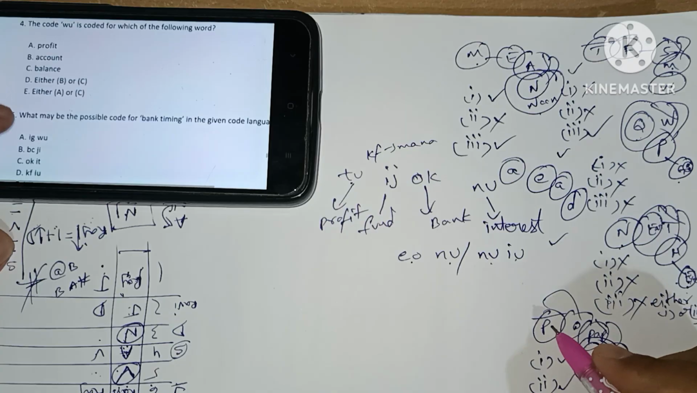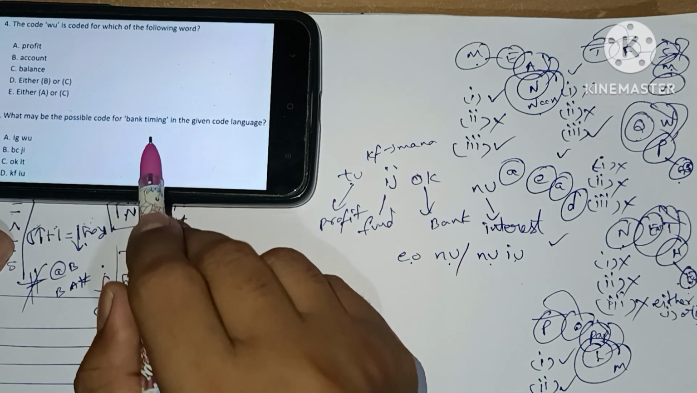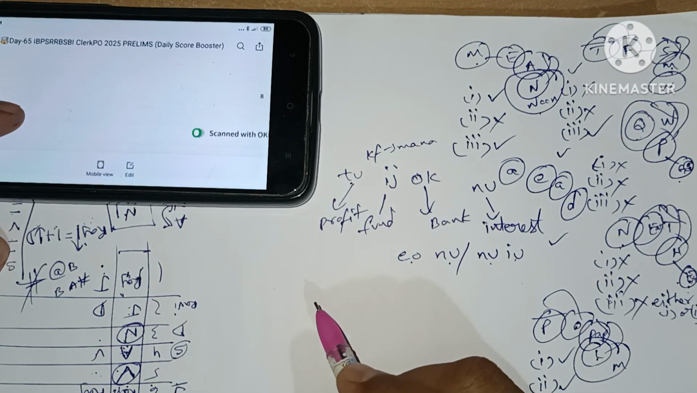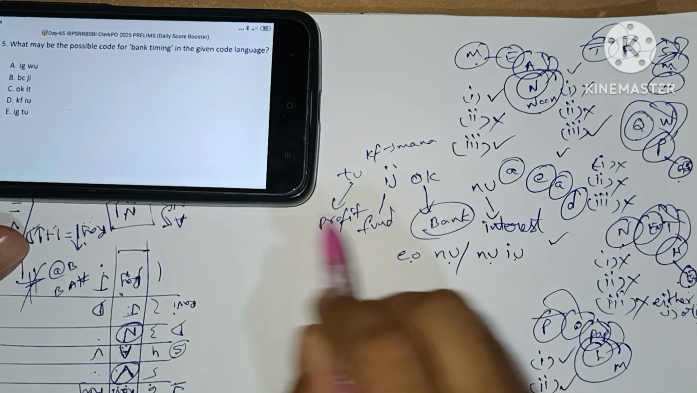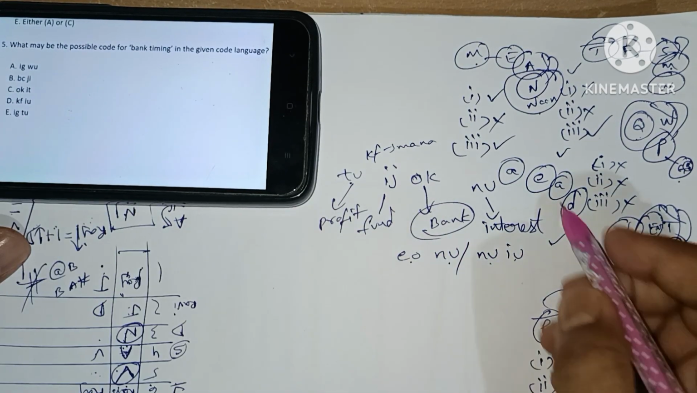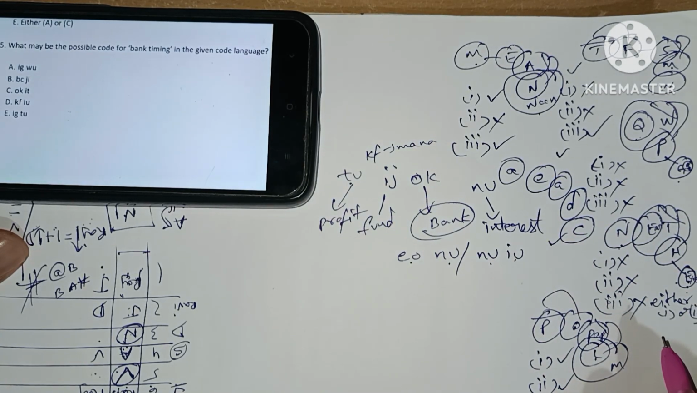Next, what will be the code for bank timing? Bank timing. Here we have bank OK. Here we see OK in only option C. So option C is the answer.